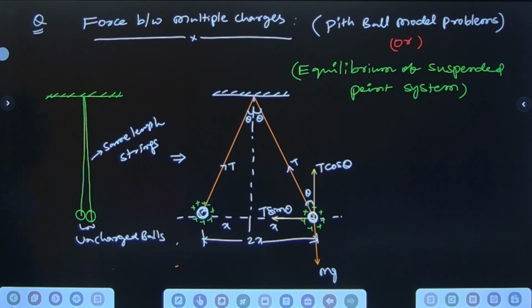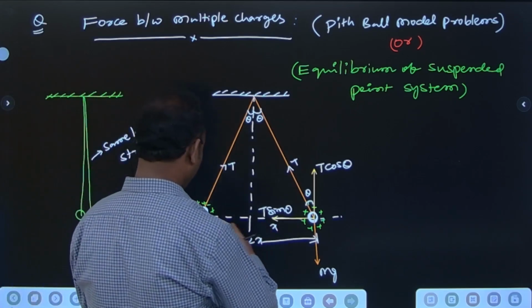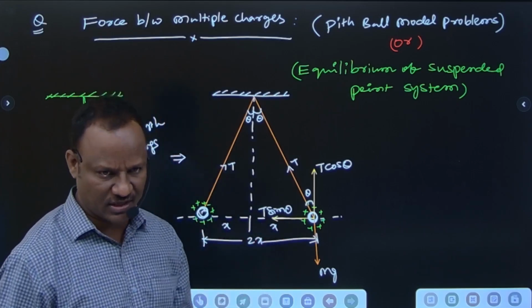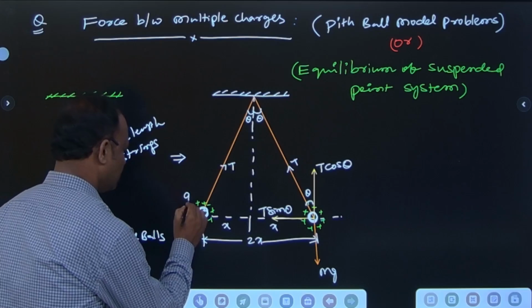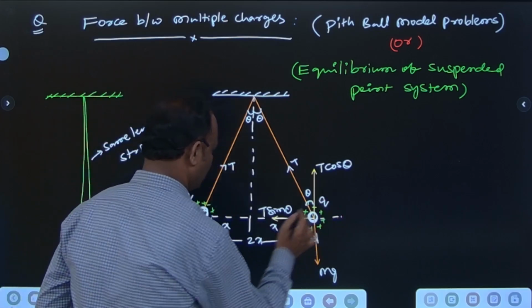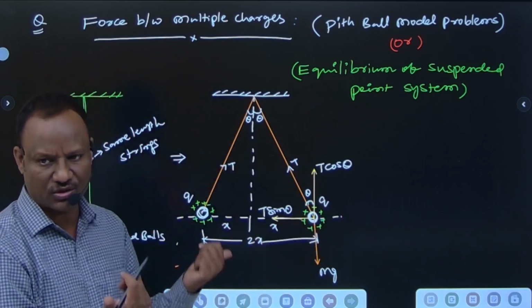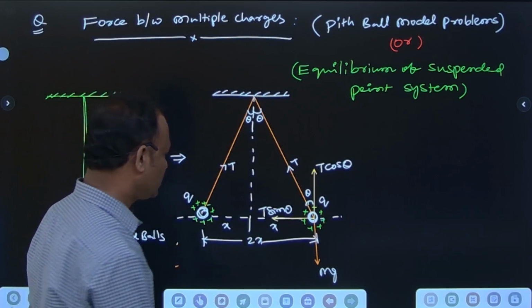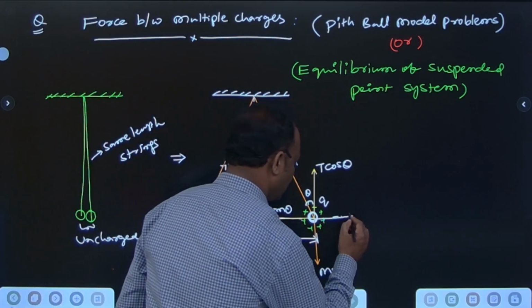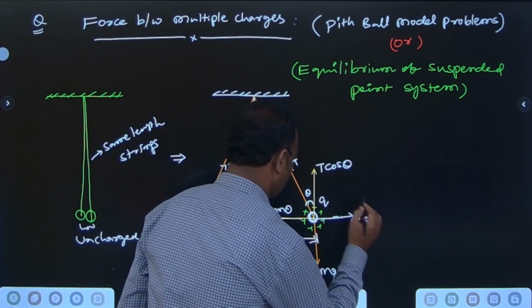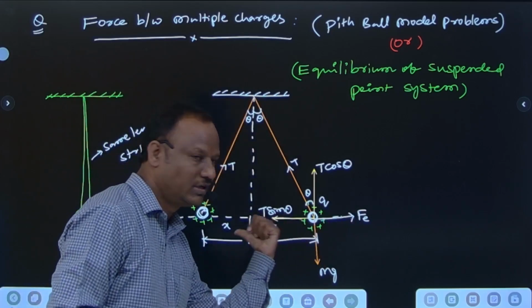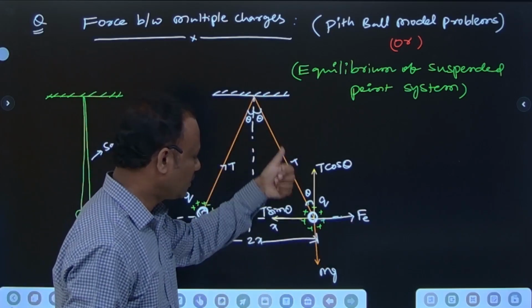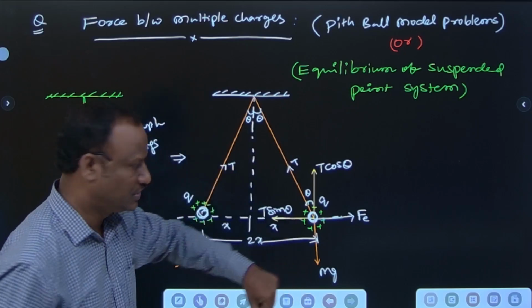Yes. So now these two both have the same charges. The same charge is what? It's Q and Q. This is a charge Q, the next one also Q. Between these two there is an electrostatic force, acting like this. The electrostatic force is balanced by T sin theta. T cos theta is balanced by mg.